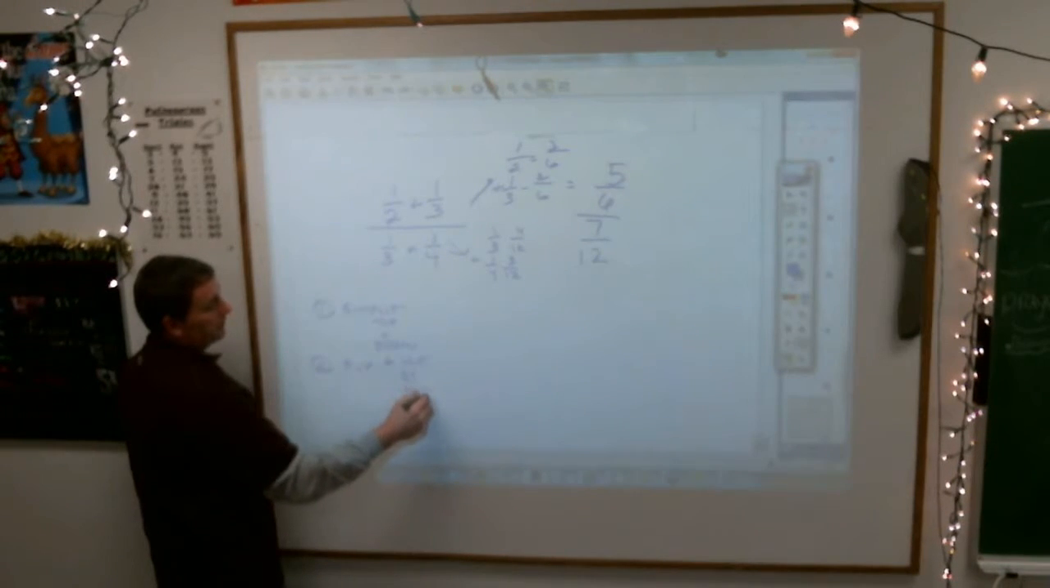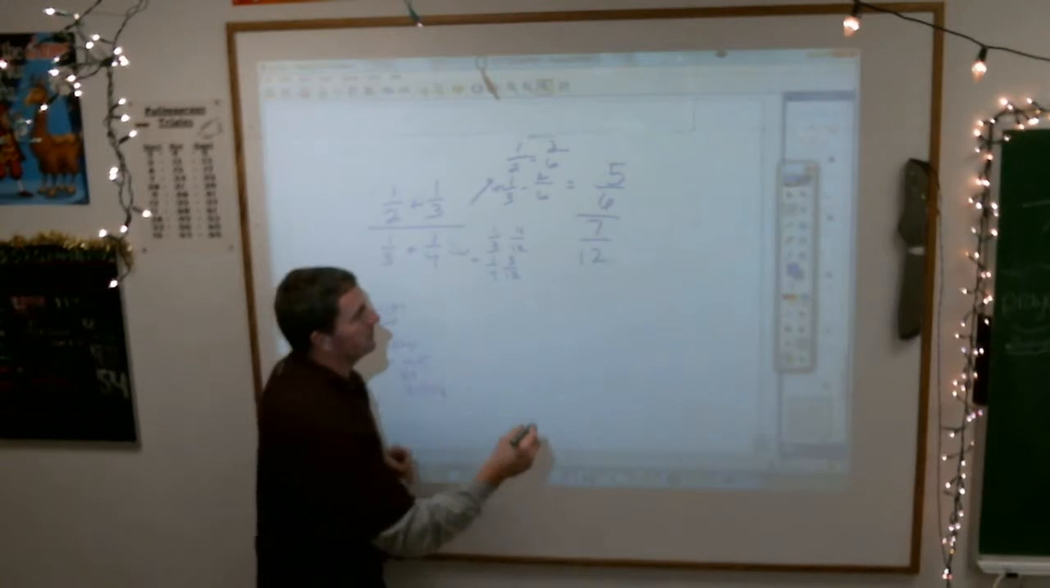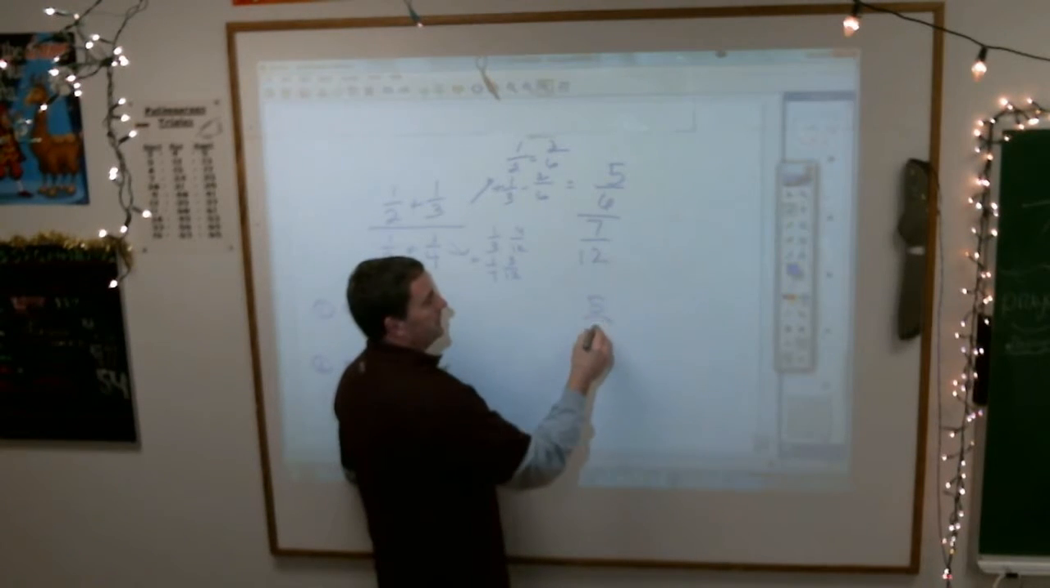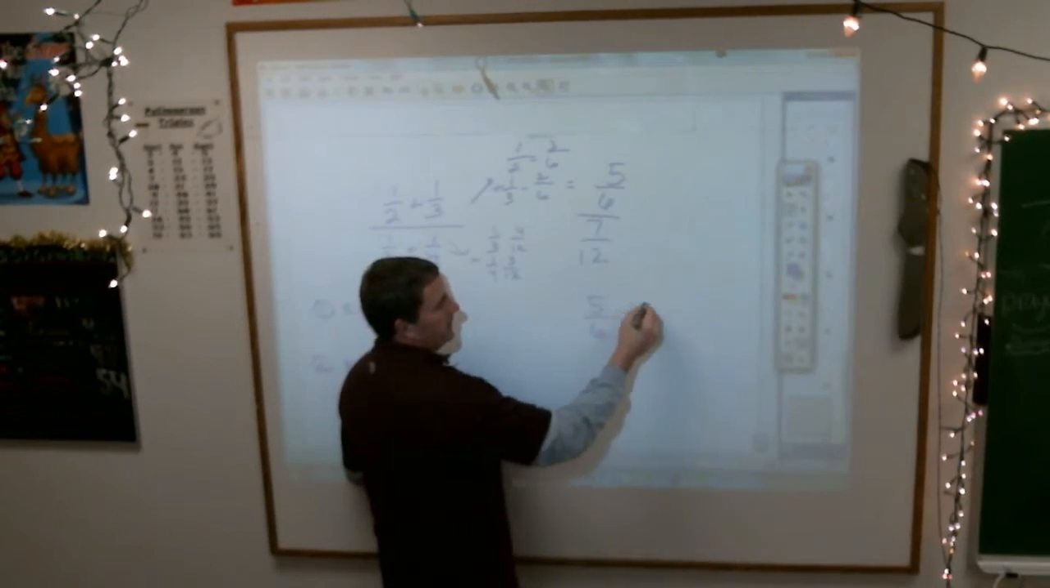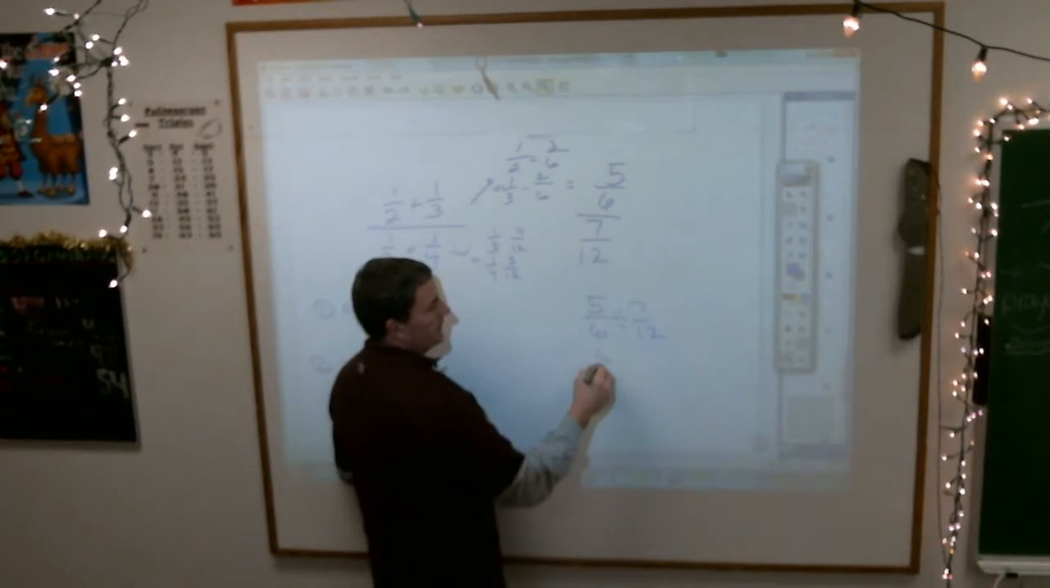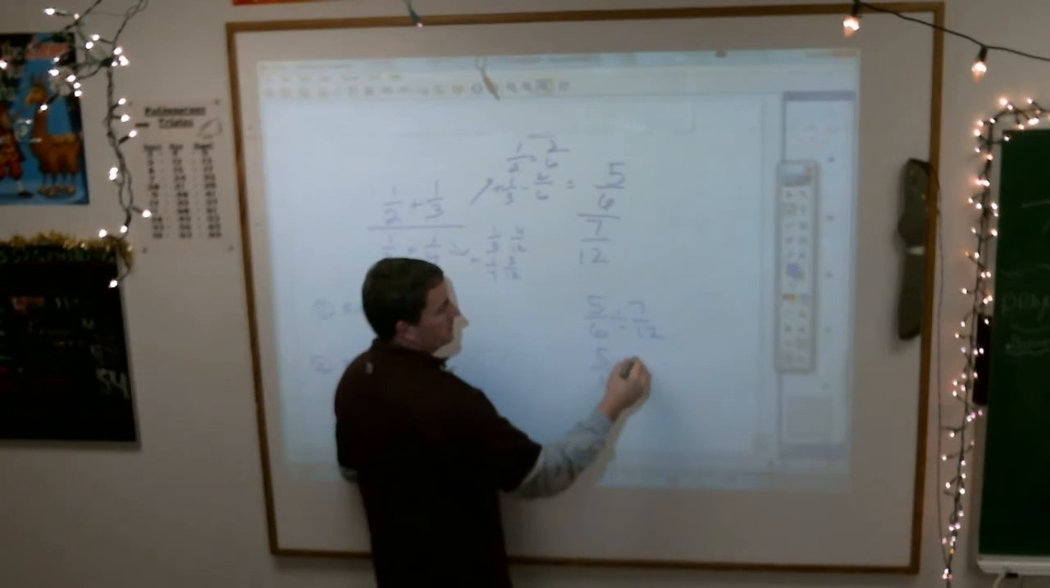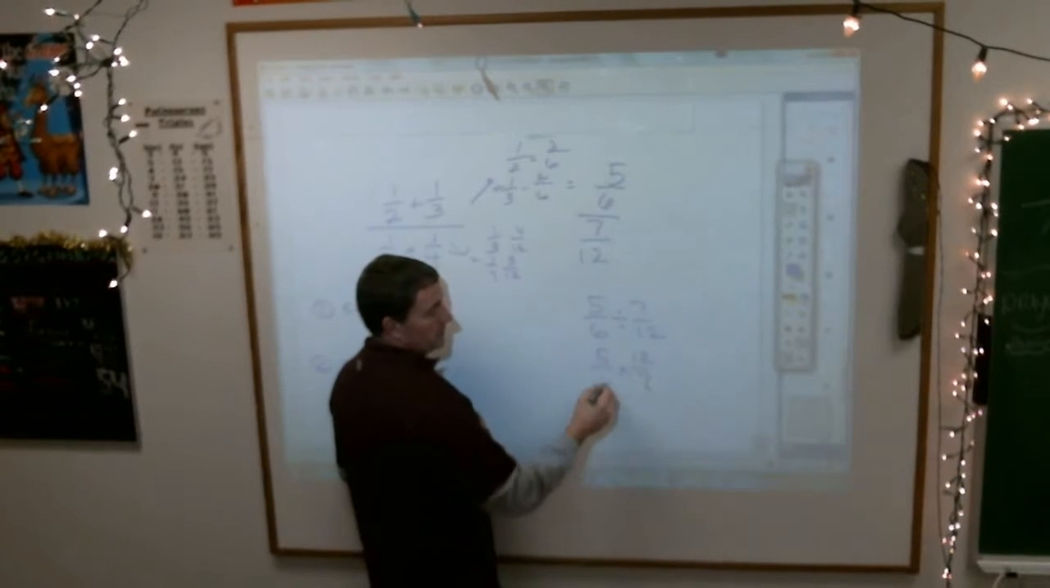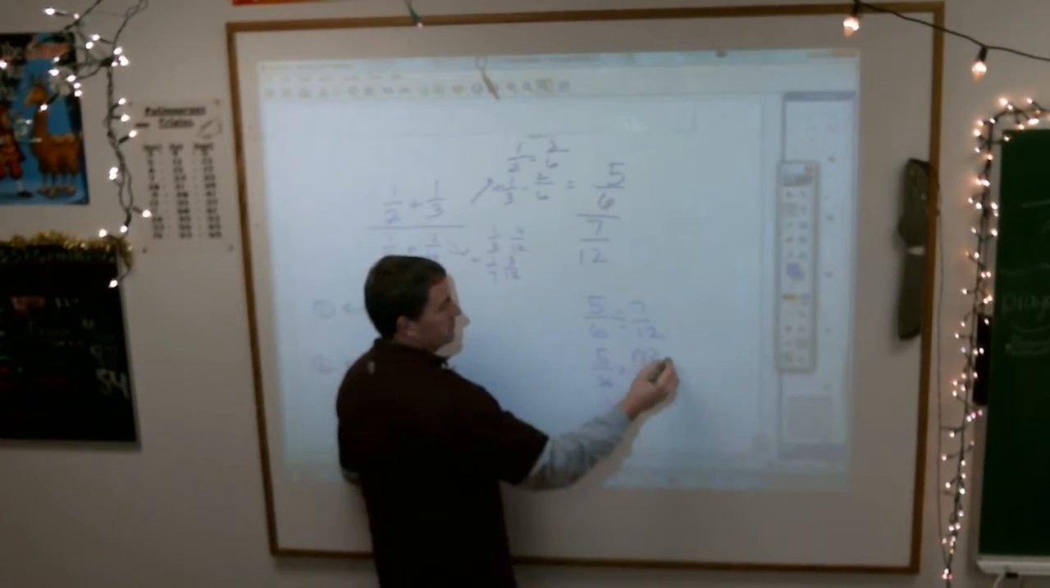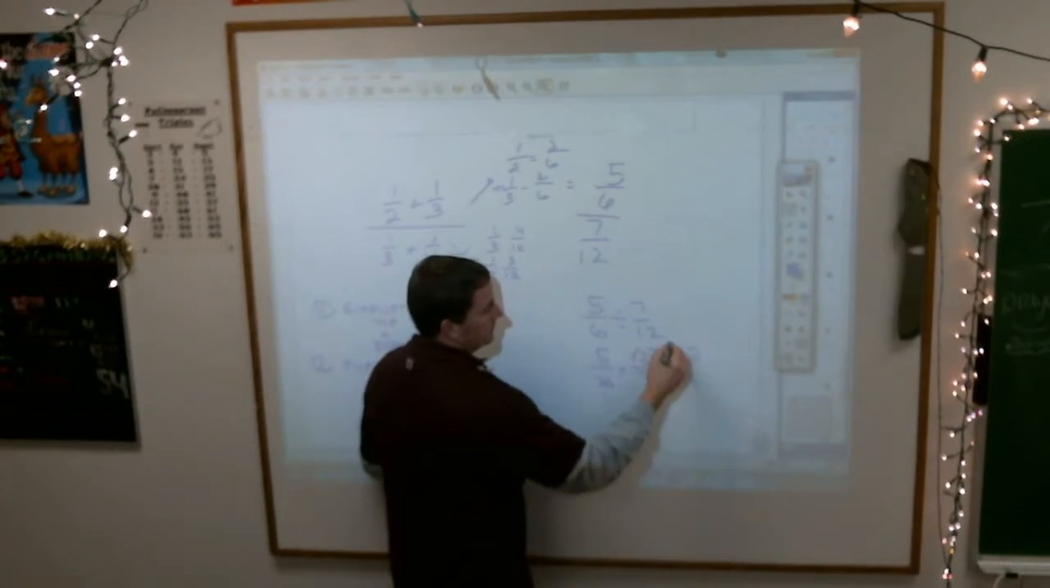I should give you a hard one, but I don't think I will. So you end up with 5/6 divided by 7/12, which is actually 5/6 times 12/7, which is 10 over 7.